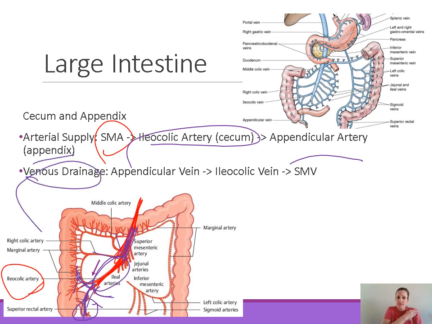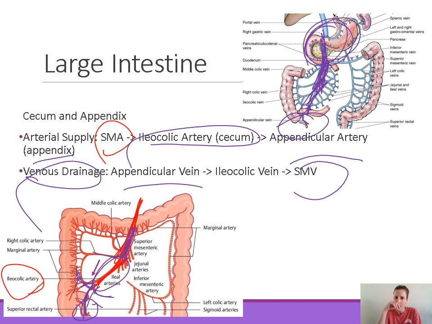Venous drainage is the same, just backwards. So the appendicular vein drains from the appendix. That goes into the ileocolic vein, which is going to be accepting blood from the cecum as well as the ileum and the appendix, and that drains into the superior mesenteric vein. Remember, the superior mesenteric vein comes up right here, right back behind the stomach and pancreas, where the splenic vein will meet the superior mesenteric vein, and that forms our hepatic portal vein.